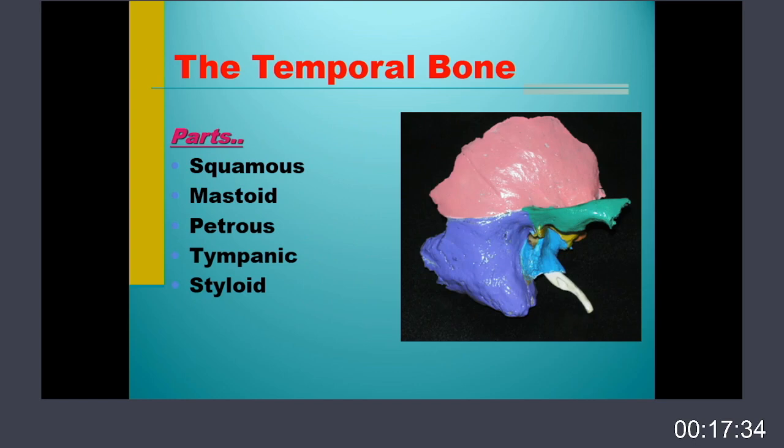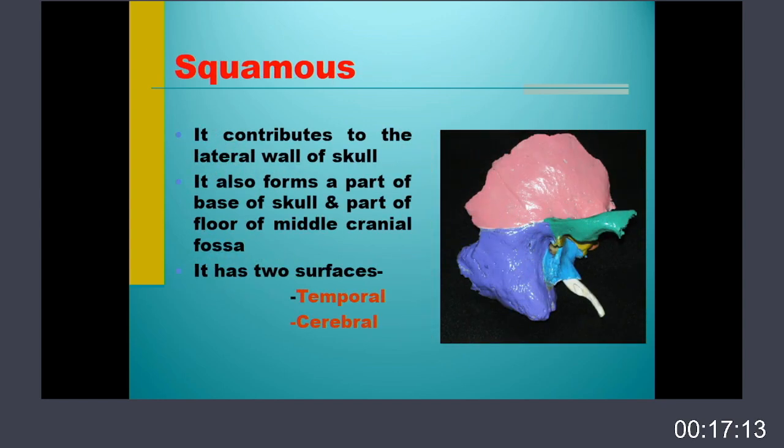In this temporal bone, I have tried to show the various parts: the squamous portion, mastoid portion, the petrous medianwards, the tympanic portion, and the styloid process. It's also showing the zygomatic process of the temporal bone. The squamous portion has two surfaces, the temporal surface and the cerebral surface. Because of the shortage of time, I will not go into very much detail.